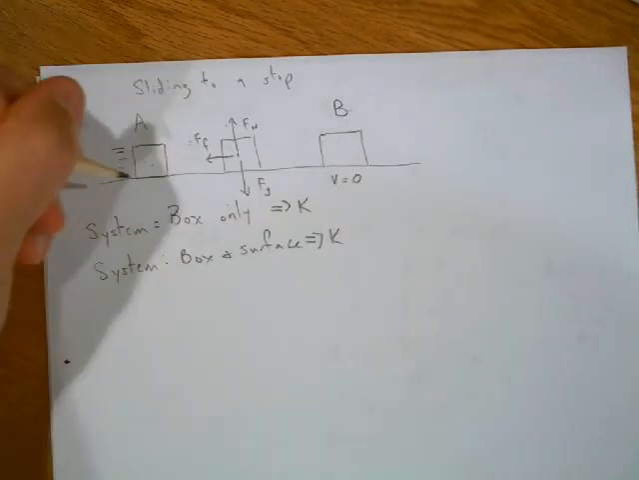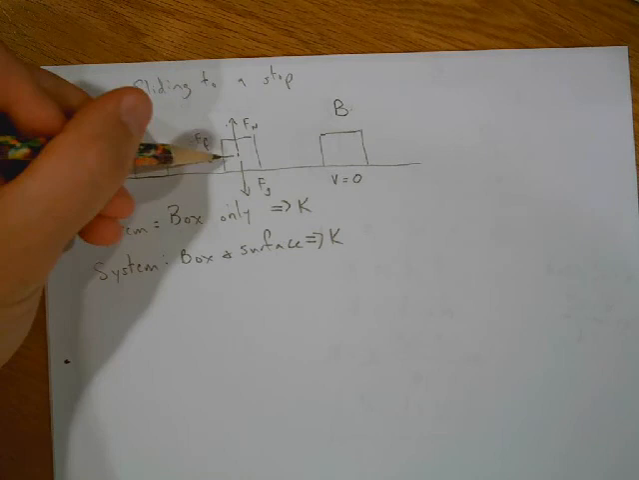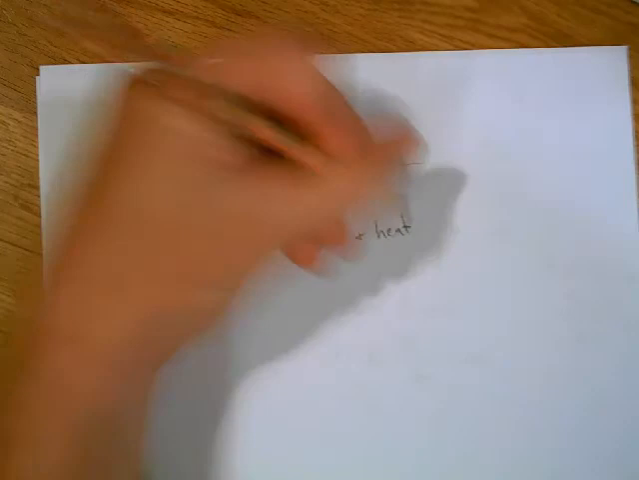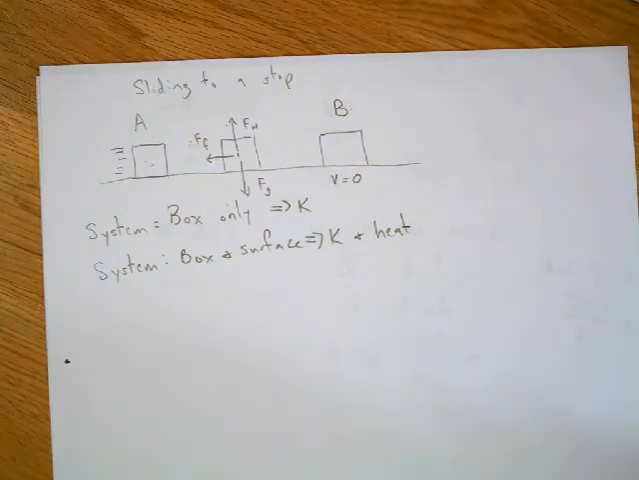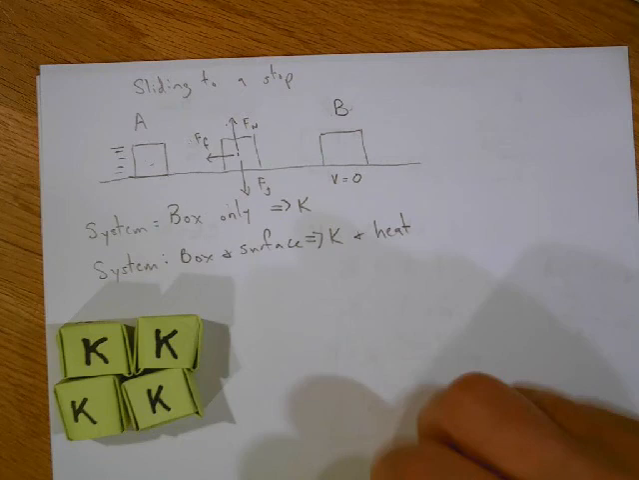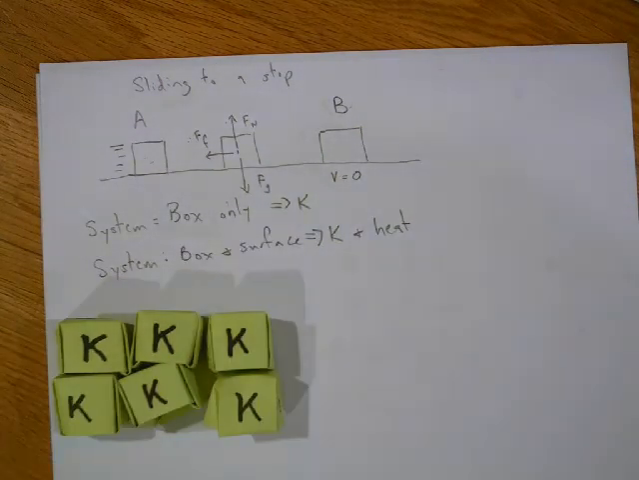Well, if it's the box only, then you only have kinetic. Well, now I have kinetic plus what type of energy do you get when the surface and the box rub on each other? You get heat. Okay? So if this is the case, then my new setup would look something like this. I start with kinetic energy.